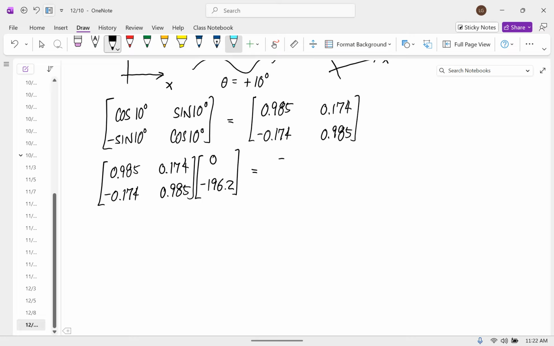And so we have negative 34.14 for the x component. And for the y component, negative 193.26.